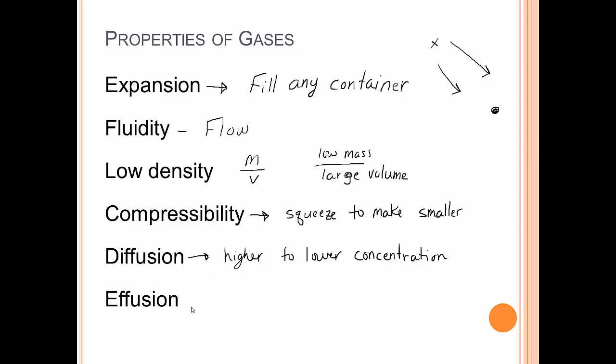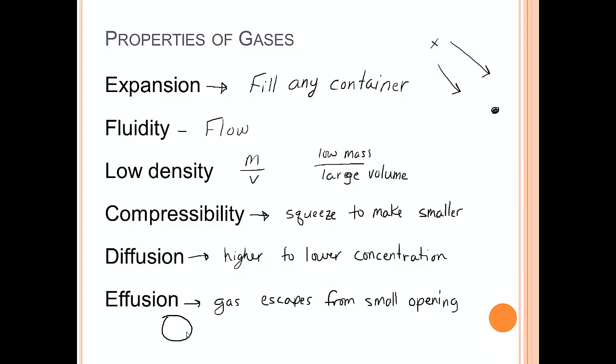Okay, it's a little different than effusion. Effusion is when a gas escapes from a small hole, or gets through a small opening. This is why if you get a tire puncture, just a little nail, your tire will still go flat, because if we have some kind of a balloon even, there's a hole right there, all the gas can escape out of that hole.